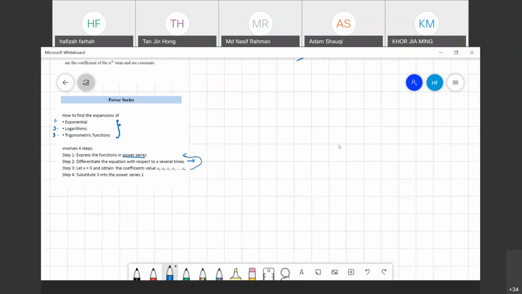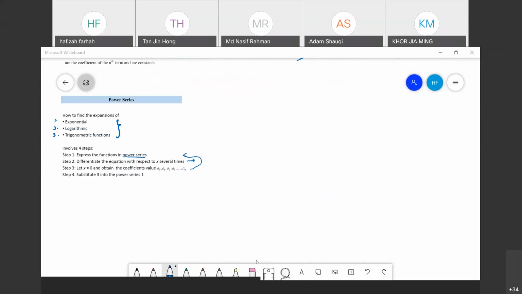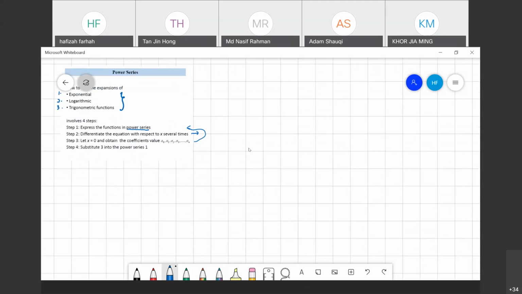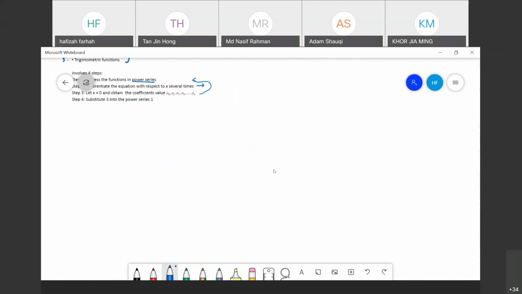Okay, now let's go through the first function, which is exponential. So how do we expand the exponential function?